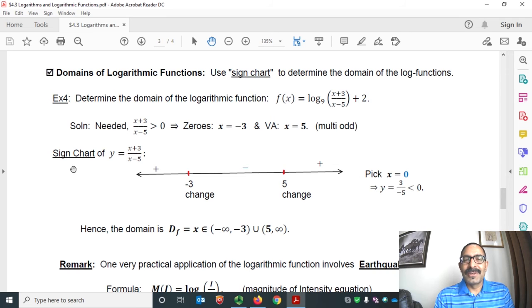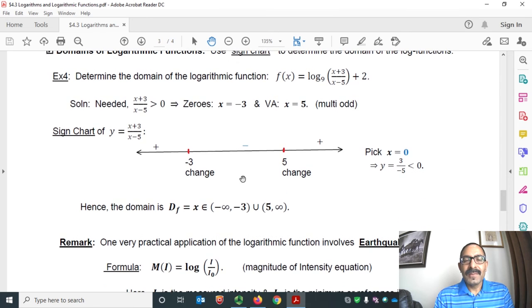Great. So now let's look at the sign chart. Draw the number line, or the x-axis, and plot those zeros and VAs here: x equals minus 3, x equals 5. Since the multiplicity is odd, the sign changes at both. So now let's pick a point in between these two numbers. Here let's pick 0.